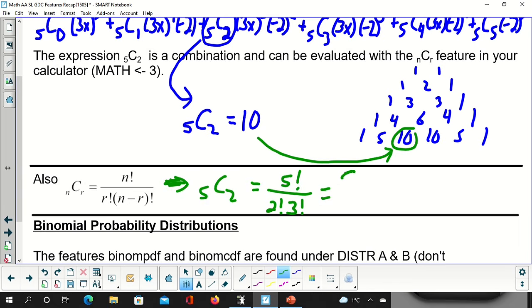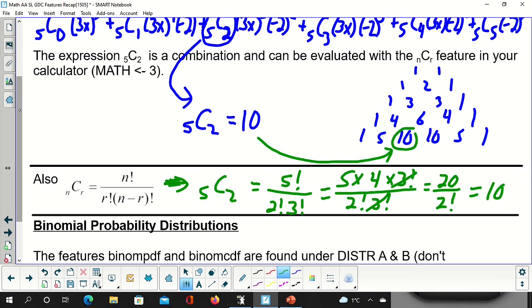The other thing we can do is look at this analytically. So that's 5 times 4 times 3 the rest of the way down, all over 2 factorial, 3 factorial. 3 factorials divide out. So we really have just 20 over 2 factorial, or 20 over 2 makes 10. So a bunch of ways to do it, but really what you want to be able to do is use that NCR button on your calculator.